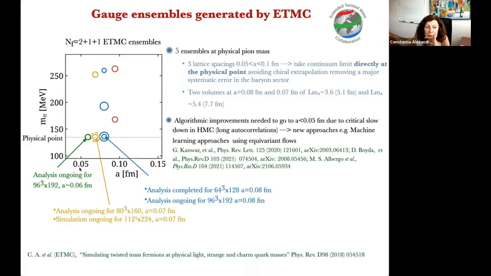0.05. And this is because of the critical slowing down in the hybrid Monte Carlo algorithm that we are using, which generates long autocorrelations. Basically, the autocorrelation length in the simulation increases exponentially. This is a huge problem that stops us from doing these simulations. There is a lot of work and effort now devoted to using new ideas based on machine learning and equivariant flows to try and solve this problem, but we are not there yet.